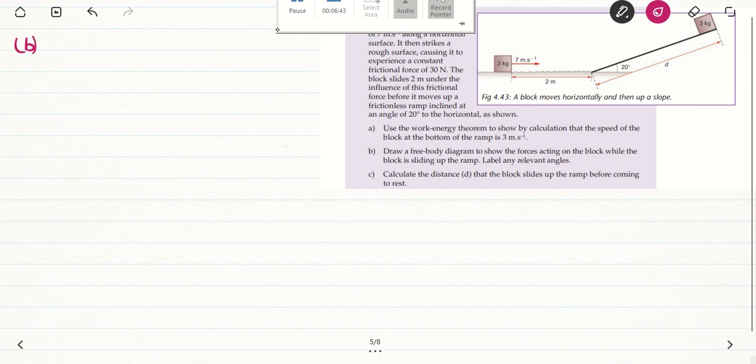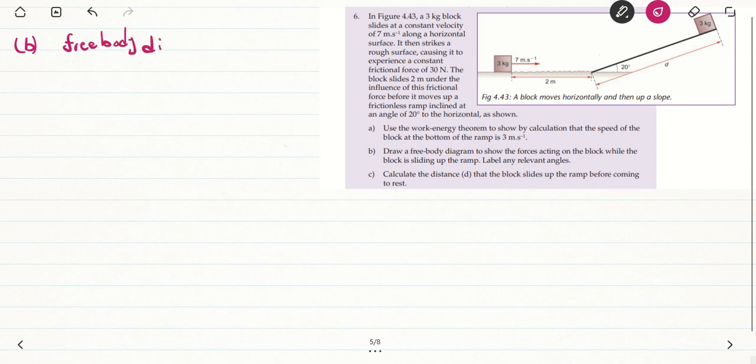So let's read B. Draw a free body diagram to show the forces acting on the block while the block is sliding up the ramp. Label any relevant angles. So we're drawing a free body diagram. So just going to say free body diagram. And of course, this is an incline. I like to indicate an incline using the dotted line, these segmented lines here.